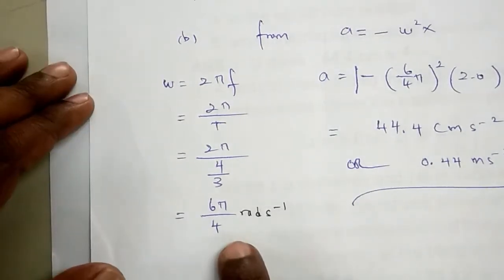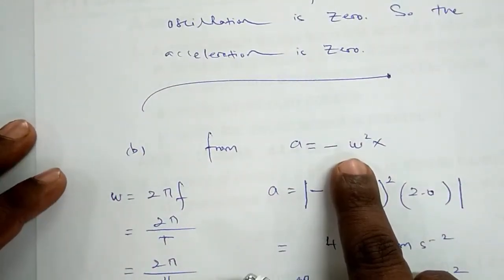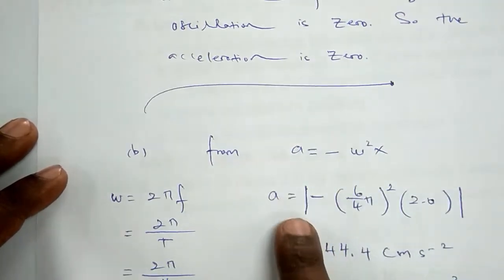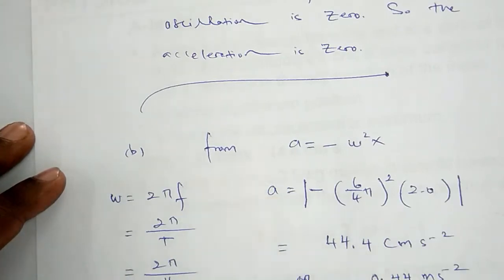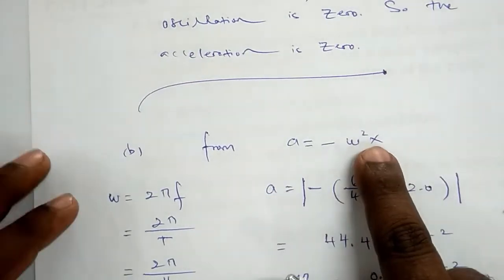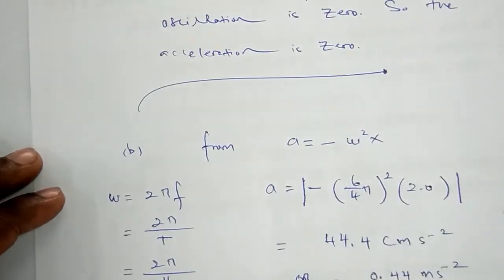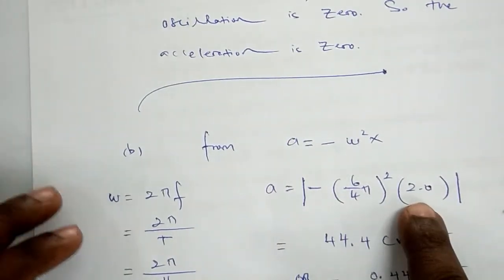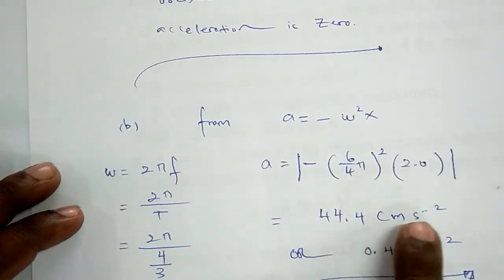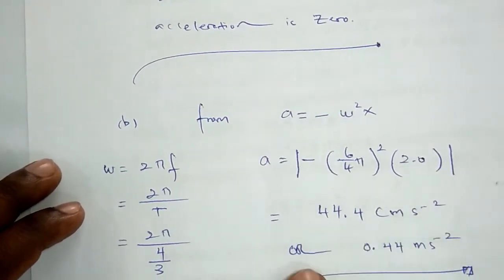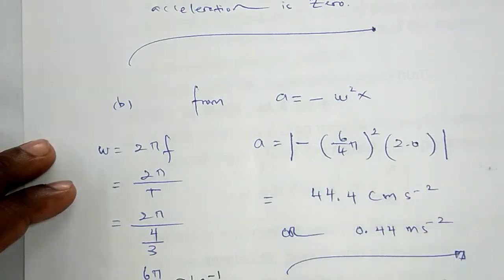Then we substitute this omega in this equation. A equals negative omega squared x. You can put it in modulus to show the acceleration is always positive, and x is 2 cm, the amplitude. You can leave it in cm, so you will get 44.4 centimeter per second square or 0.44 meter per second square.